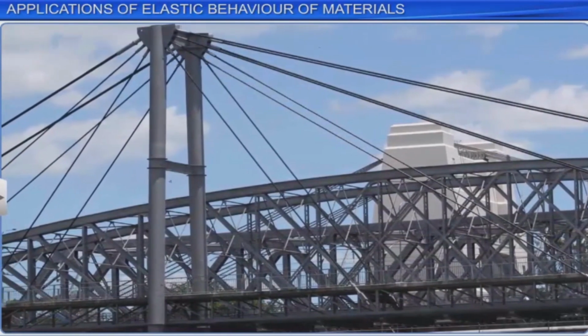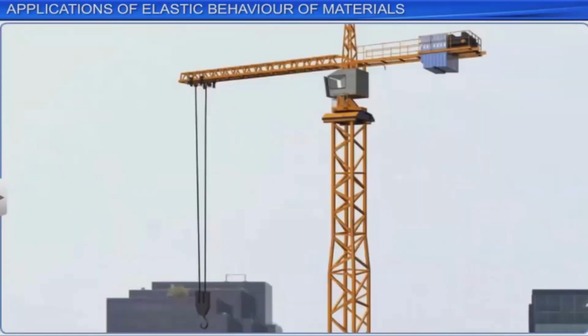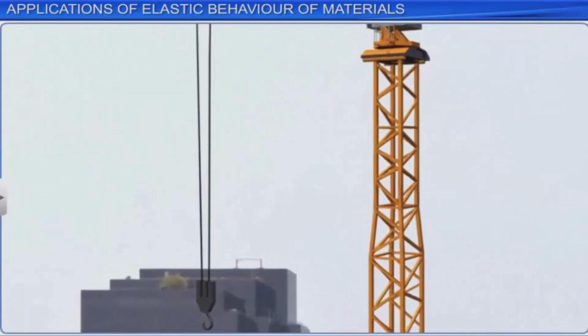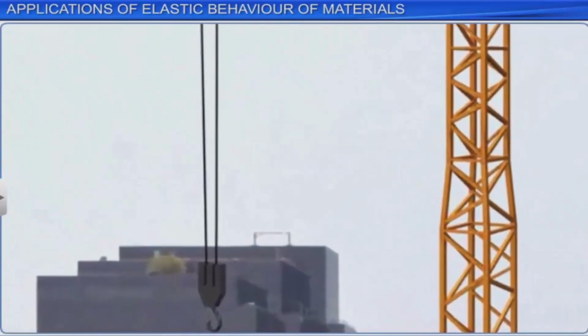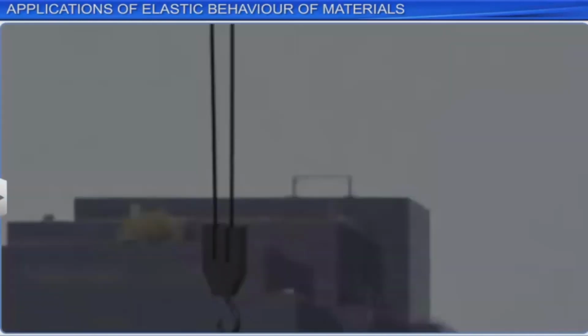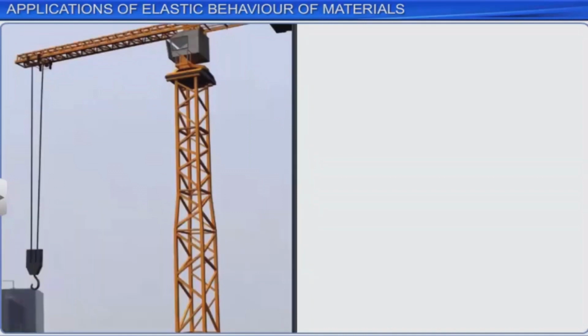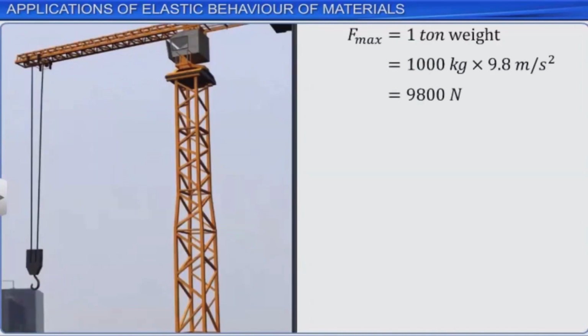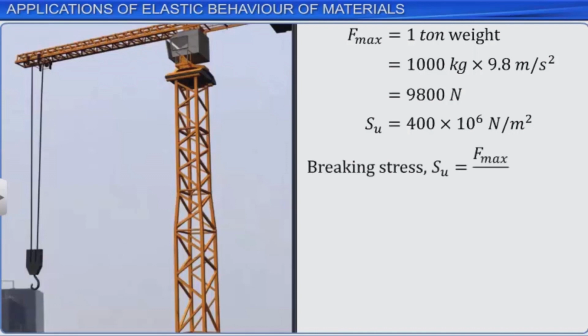Let's take the example of a crane used to lift heavy loads. The highest value of stress the crane's rope can be subjected to must be lower than the breaking stress value of its material. Consider a crane designed to lift loads of up to 1 ton, with a rope made of steel, of breaking stress 400 times 10 to the power 6 newtons per meter square. The cross-sectional area of the rope can be calculated by equating the breaking stress SU to the ratio of maximum load and the area of cross-section A.